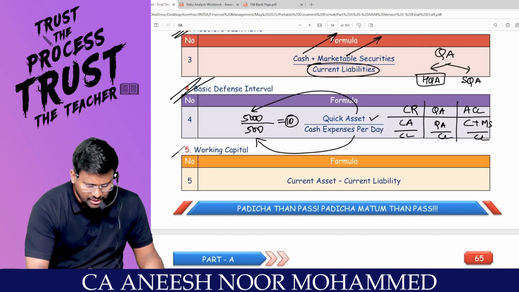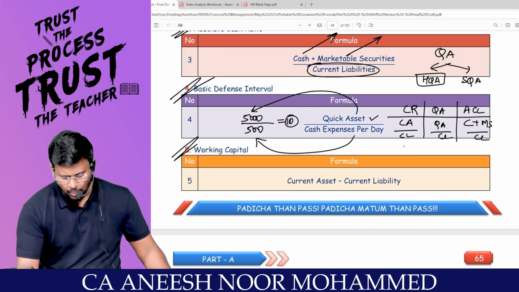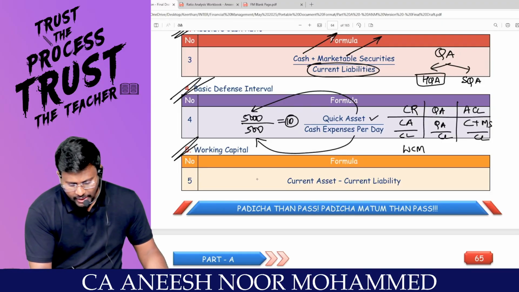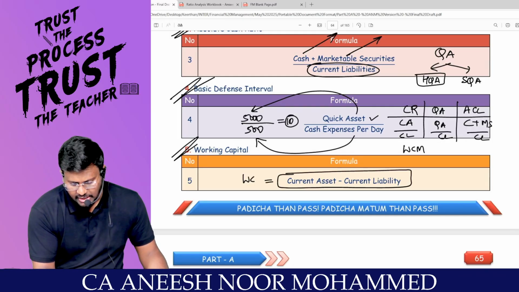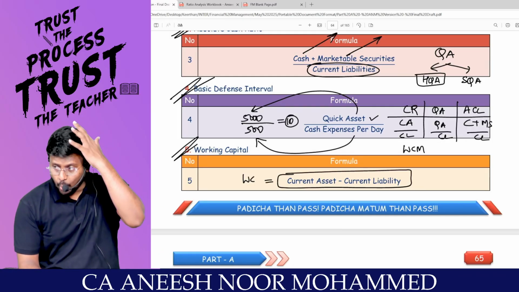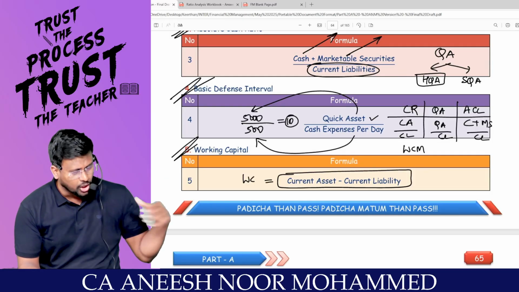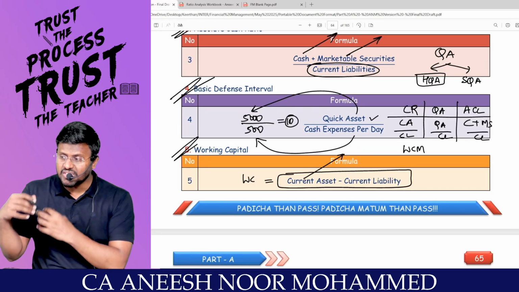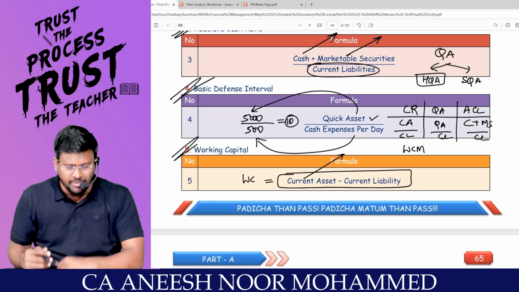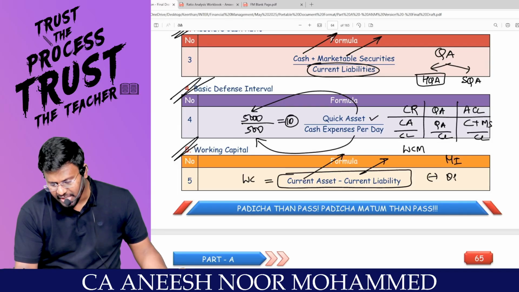What is working capital? Once we discuss working capital management, we can say that working capital is equal to current assets minus current liabilities. The amount which I invest in my business in various short-term assets is called current assets. The amount the outsiders invest in my business is called current liabilities. So my investment minus outsiders' investment is called working capital.